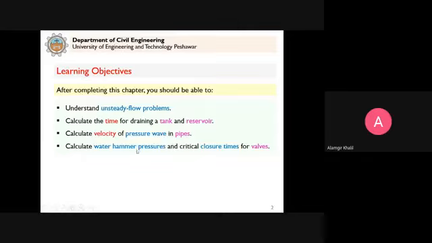But remember, these topics are not the only unsteady flow problems. We have many other practical cases of unsteady flow problems, but as far as we follow our textbook, these two types of unsteady flow problems are what we are going to discuss and learn. After completing this chapter, you should be able to understand and calculate all these phenomena. Clear?